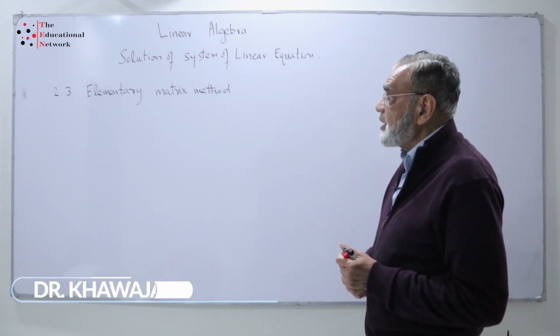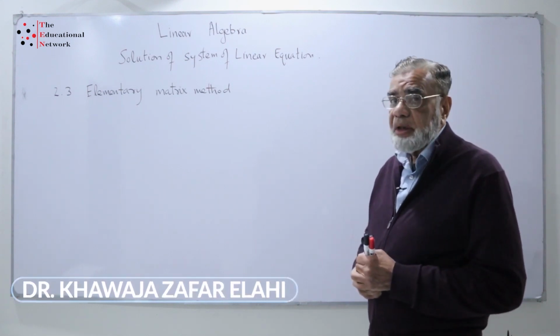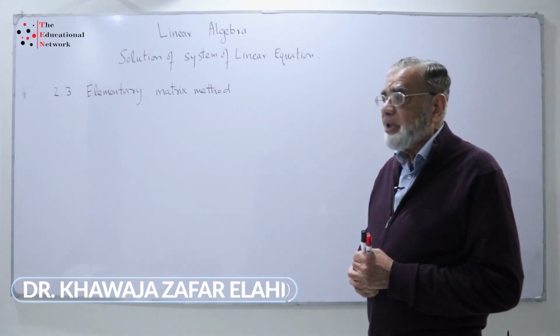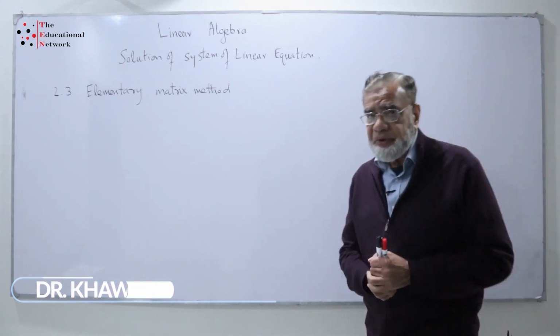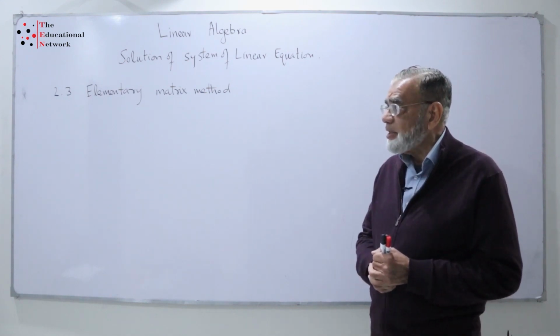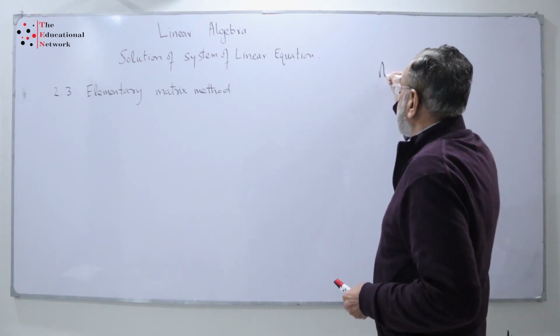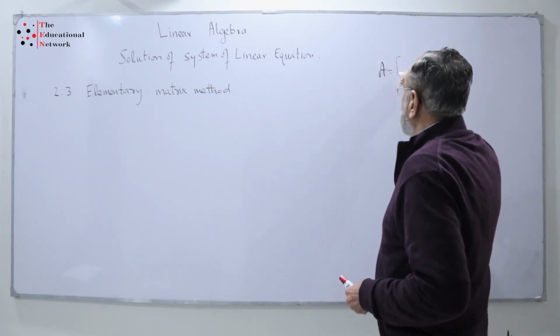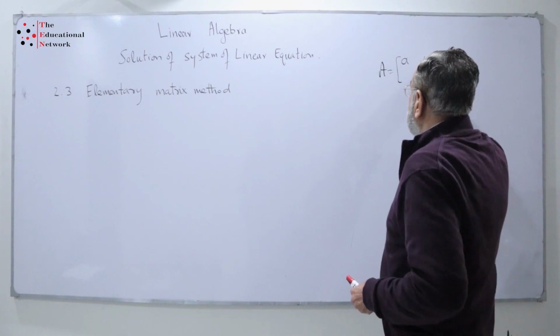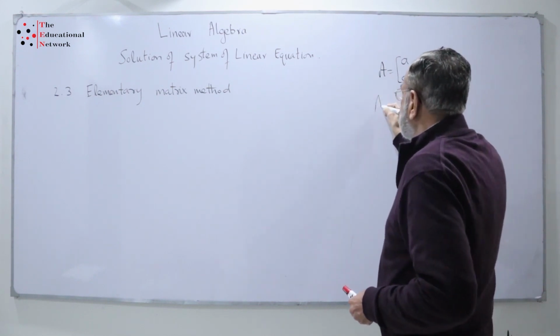We're going to discuss the next method for solving the system of linear equations. We are going to find the inverse. We have different methods for finding the inverse, and the first method we discussed last time, where we have a 2 by 2 matrix A, with entries A, B, C, D, and we developed a formula for finding the inverse of this one.